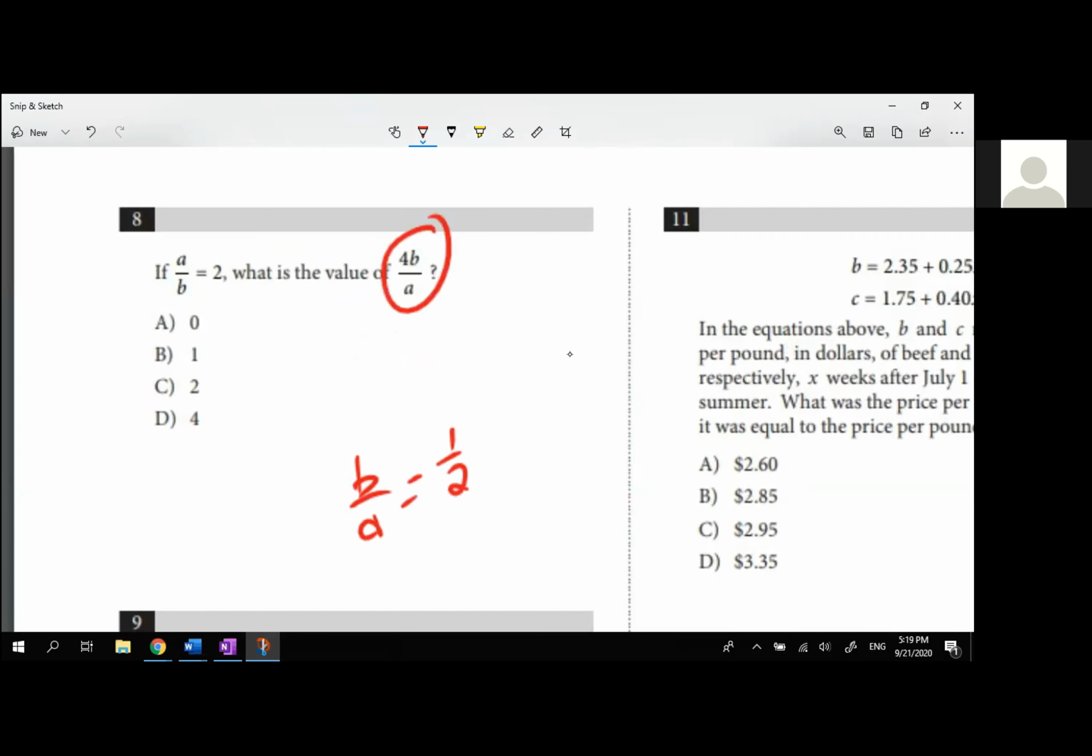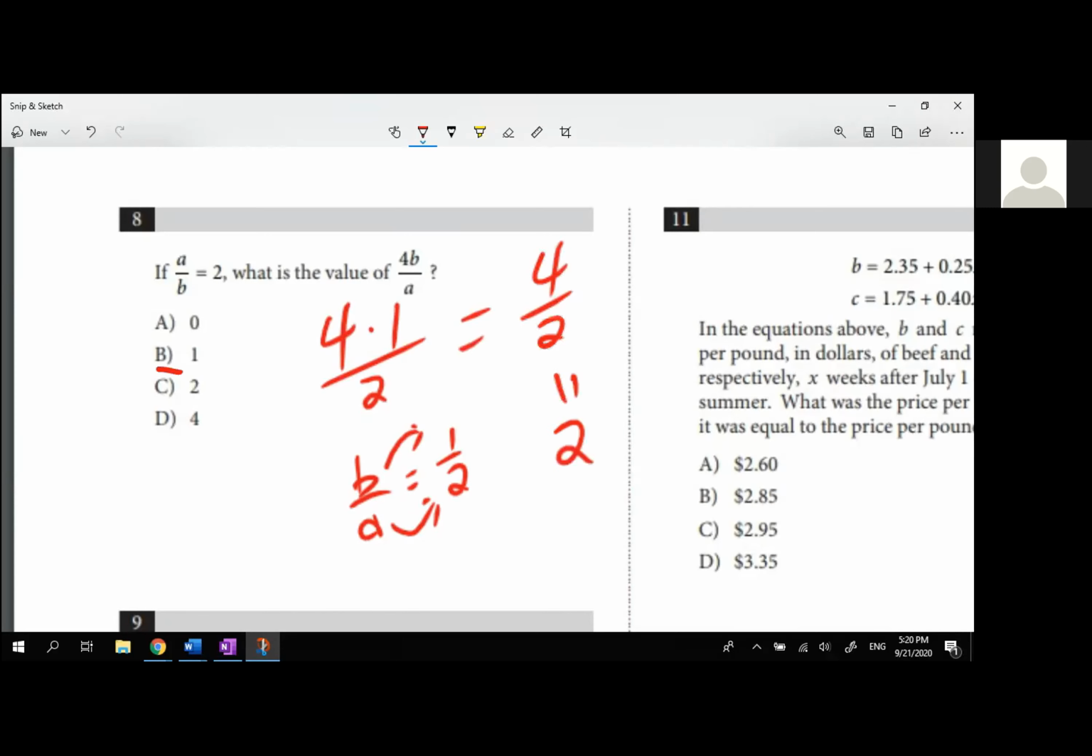We'll go ahead and plug that into the equation on the right. So this one right here. So B equals 1 and A equals 2, right? So which is 1 over A, which is 2. So 4 times 1, sorry, that's meant to be a multiplication. So 4 times 1 over 2. That equals 4 over 2, or just 2. So the correct answer here is C.